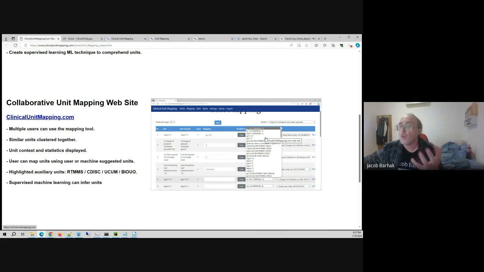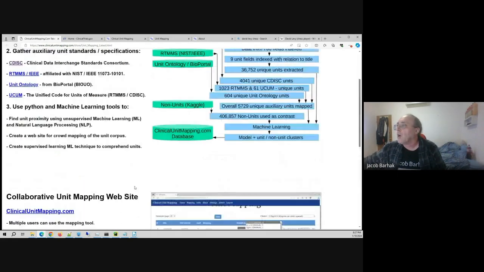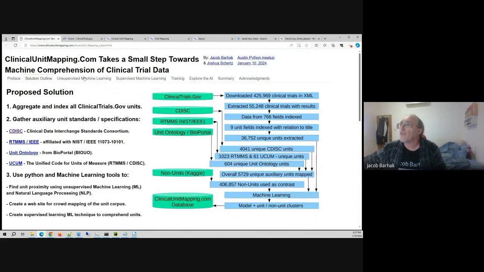With so many units, you want to see all the close things together. So the website shows you this already. And of course, it highlights what is a standard unit according to this or that standard. And this can be expanded to many more. So these are the important things about it.